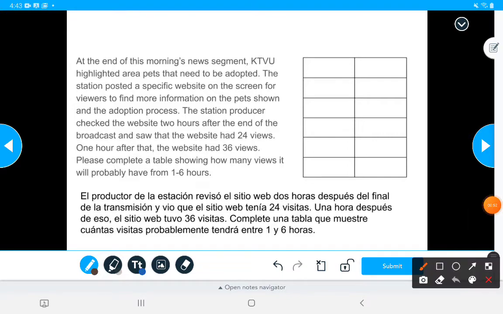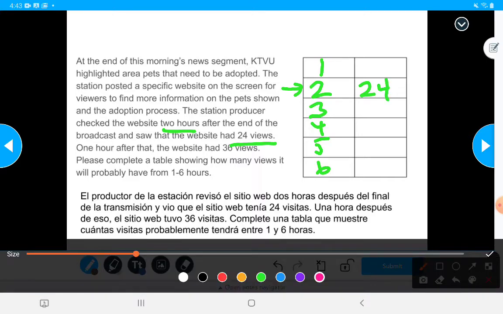Okay, so I need to fill this in 1 to 6. 1, 2, 3, 4, 5, and 6. We know that after 2 hours it had 24 views, so that would be 24. We know that 1 hour after that is 36. So 1 hour after that would be here, and that would be 36. Now we need to fill out the rest of this table.